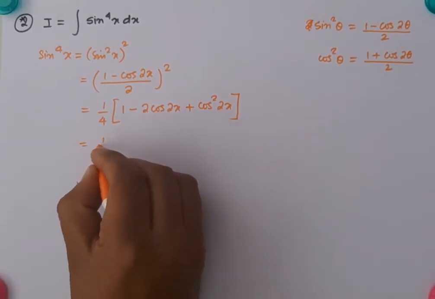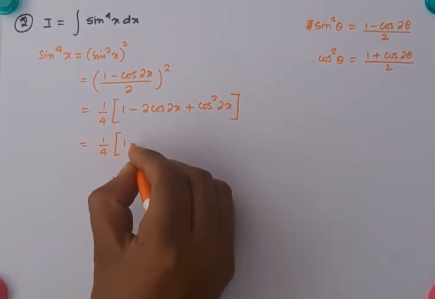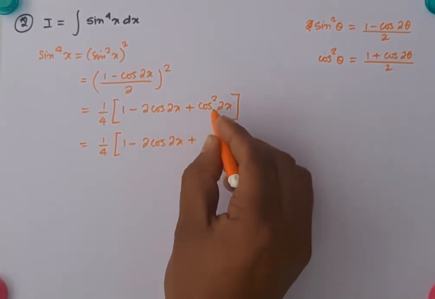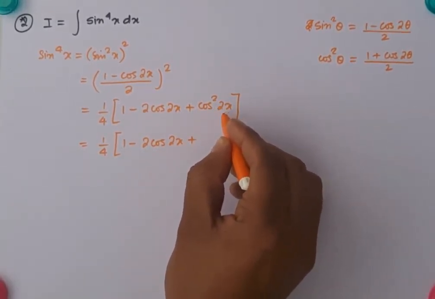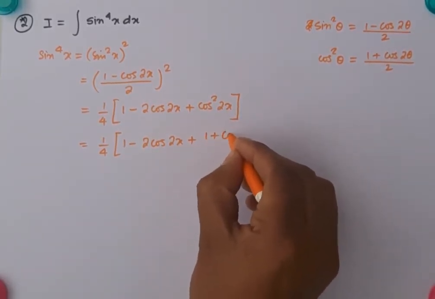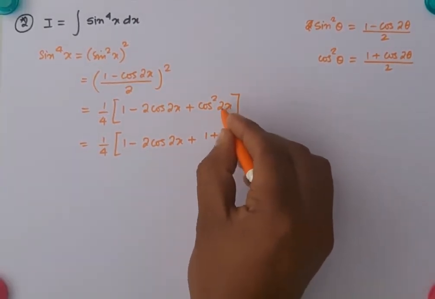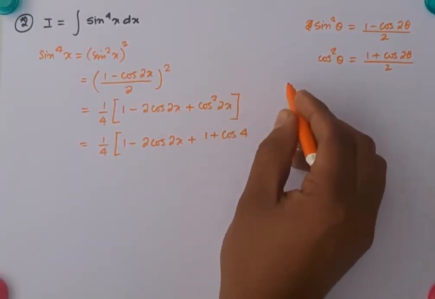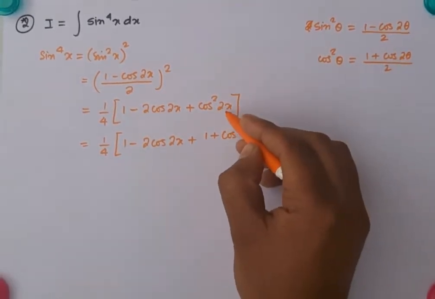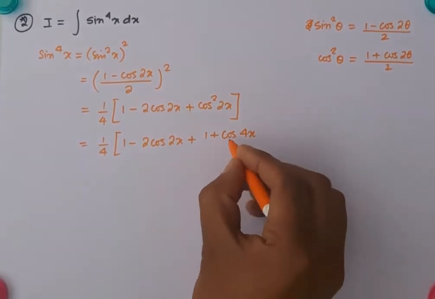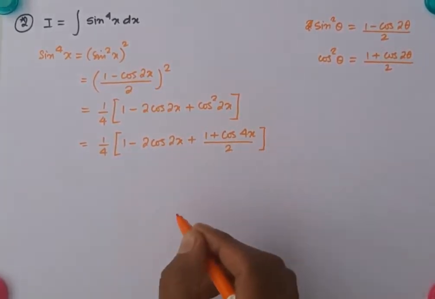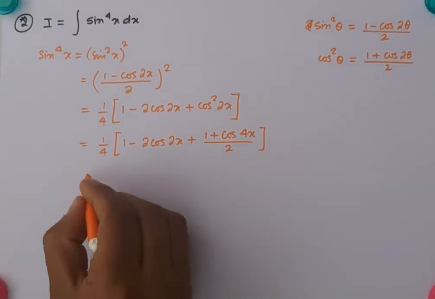So if I do that, then I can write this as 1 by 4 (1 minus 2 cos 2x plus, as I said, cos square 2x can be written as (1 plus cos 4x) by 2). We have got 2x, and when it changes to double, theta changes to double, so 2x changes to 4x, divided by 2. Okay, so this is the formula.